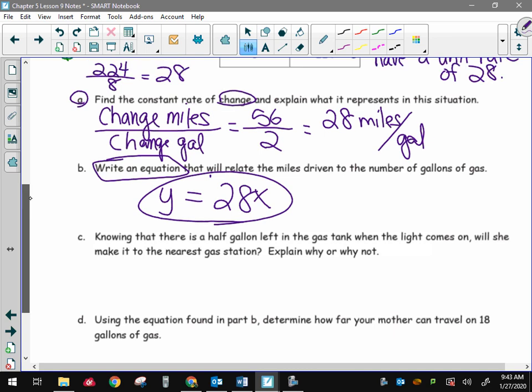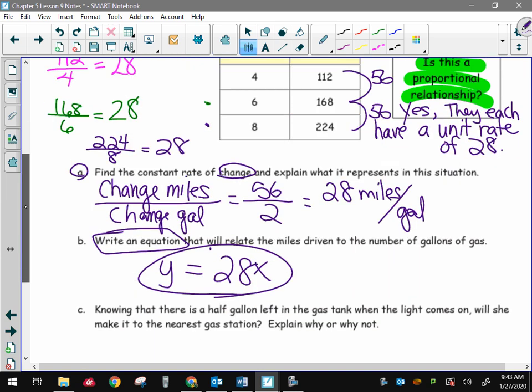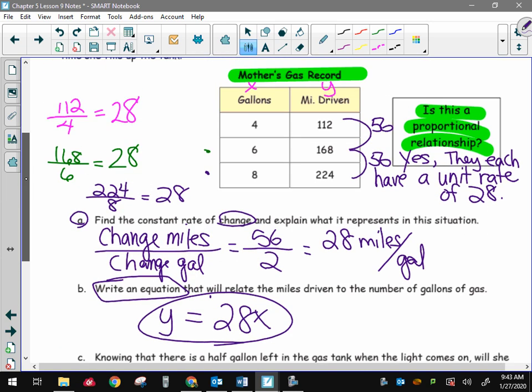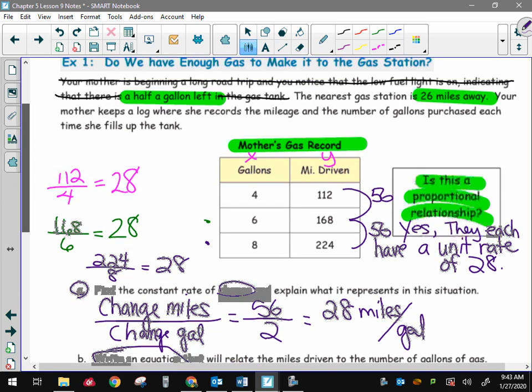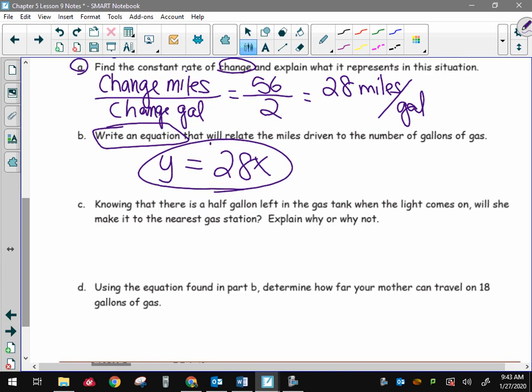So my car knows, if I type in how many gallons of gas I have, how far I can go. It knows what's left. All right, remember, Mom only has a half a gallon left, and the gas station's 26 miles away. So we're going to use this formula.